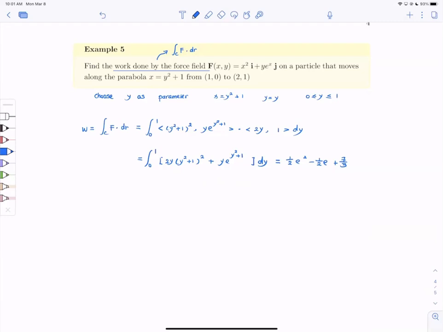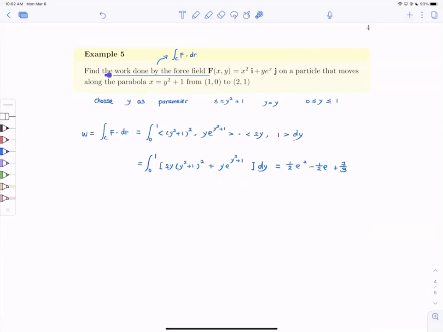Okay, cool. So this question, let me quickly take it up since it's pretty simple. The only thing that you need to know is that work done by the force field is going to be the integral of this. Your F of x, y is this, and a particle that moves along the parabola, so this is your r of t. So you need to parameterize this. I used y as my parameter. So then I have x equals y squared plus 1, y equals y, y is between 0 and 1. And then you just compute it.